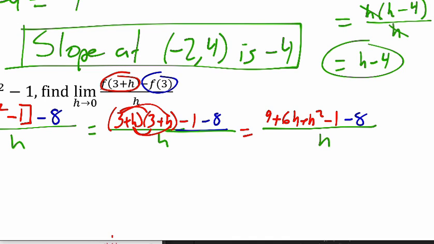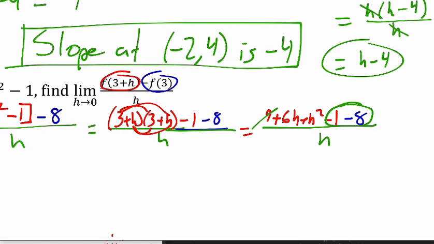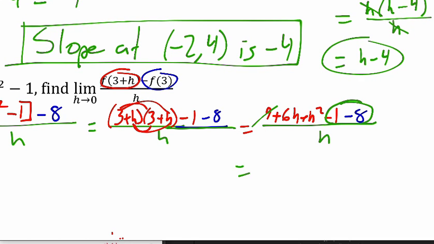Now from here we can start slashing. We have negative 1, minus 1 and minus 8. Those are going to cancel out that 9. So we're just going to be left with, I'm going to reorganize that group there, h squared plus 6h over h. And since they all have an h, we could go through and do the actual factoring out portion, but I'm just going to cancel out an h from each of those. We're going to be left with h plus 6.